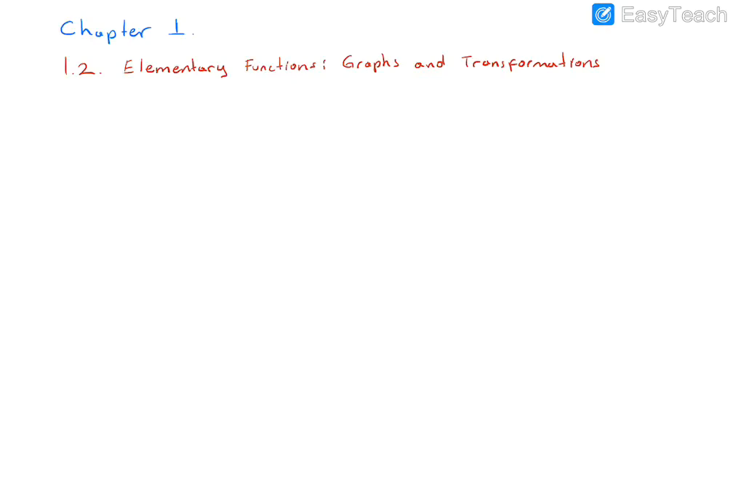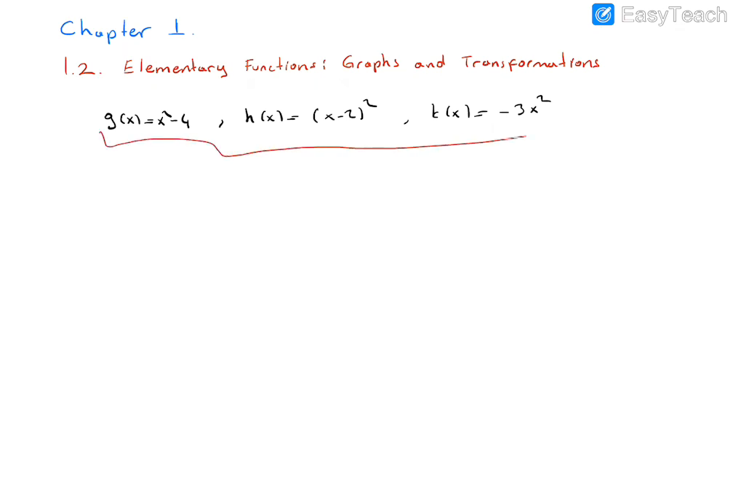This section is about elementary functions. Each function of the form g of x equals x squared minus 4, let's say h of x equals (x minus 2) squared, and let's say k of x equals minus 3x squared, can be expressed in terms of the function f of x equals x squared. Okay, so all of these functions can be expressed in terms of f of x equals x squared.